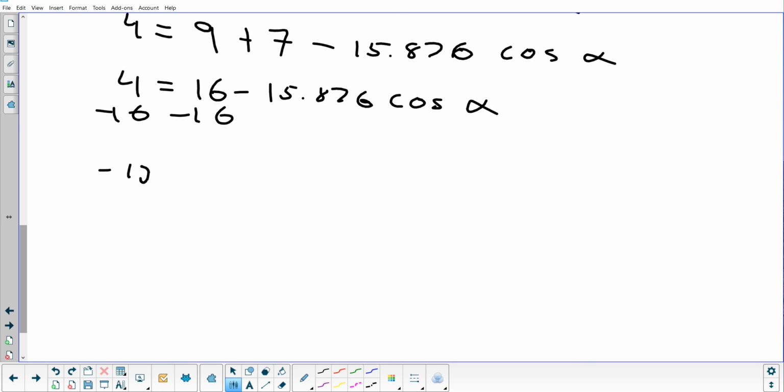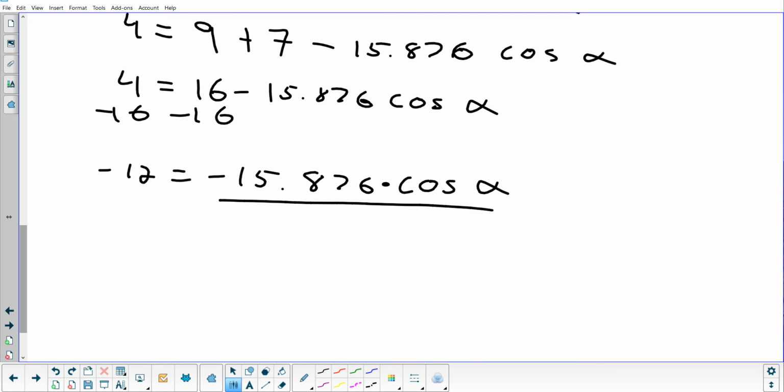That's going to give me negative 12 equals negative 15.876 cosine alpha. Right? And now we have two things left to get alpha by itself. You got to get rid of the negative 15 and the cosine. Always start with what's further away. How would you get rid of this negative 15 and put it on the other side? If it was like this, like if you had a plus in there, then I would say yes, you would add the negative 15 to both sides. But this is really multiplication. Yep. You divide by 15.876.